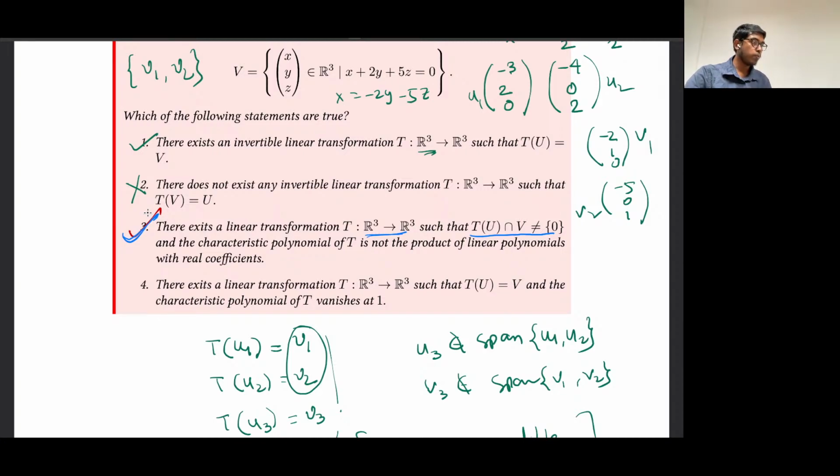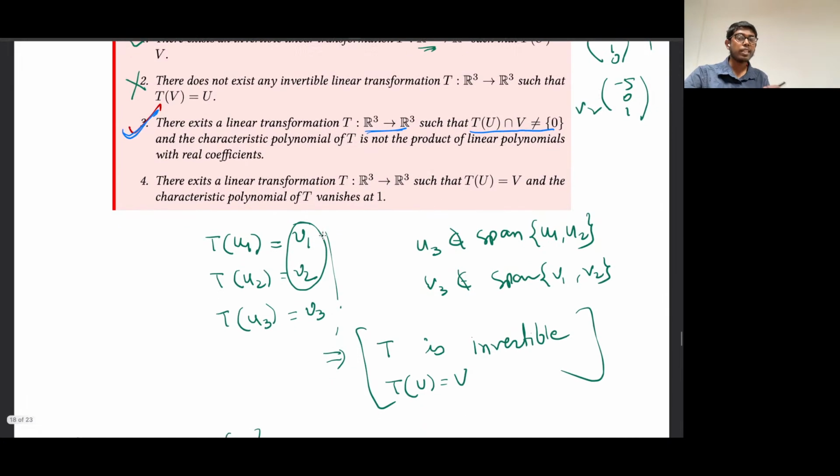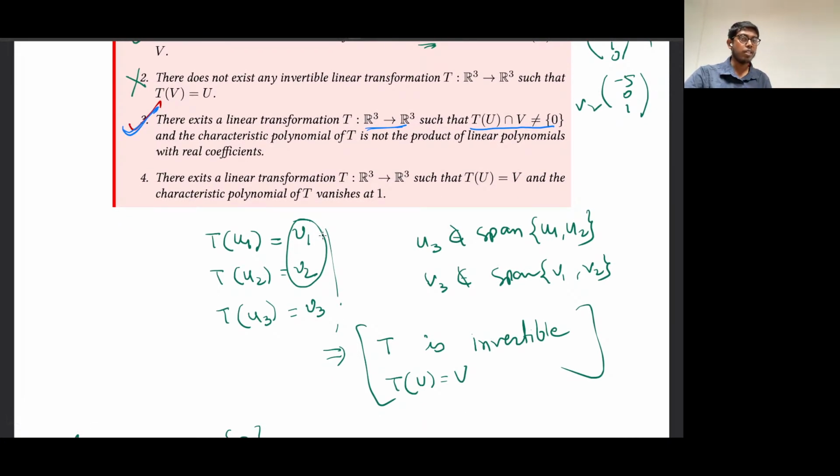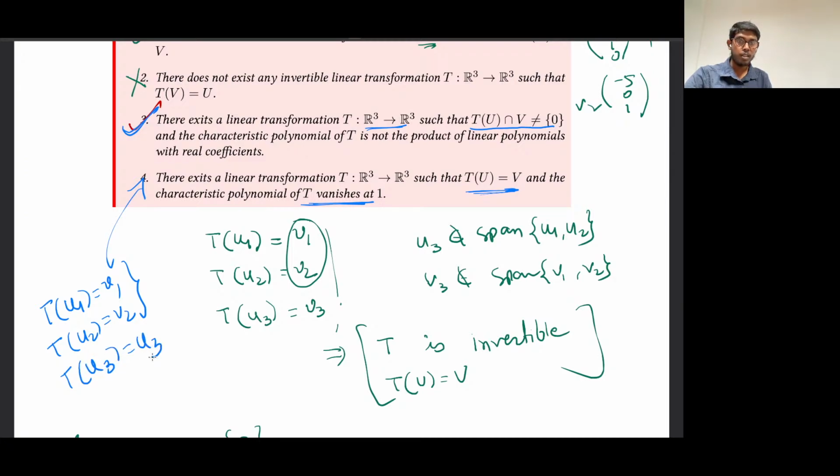Let's talk about option 4. That is again similar. There exists a linear transformation T from R3 to R3 such that T of U equals V and the characteristic polynomial of T vanishes at 1. So now what do I want? 1 has to be an eigenvalue. For the fourth option, I'll just take T of U1 equals V1, T of U2 equals V2. These two give me that T of U equals V. And for the third, I'll just take T of U3 equals U3. Then 1 is an eigenvalue, and hence the characteristic polynomial will vanish at 1. Therefore this T will work for option 4.